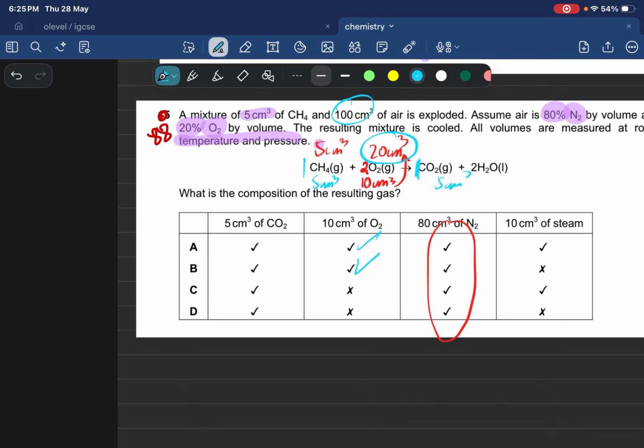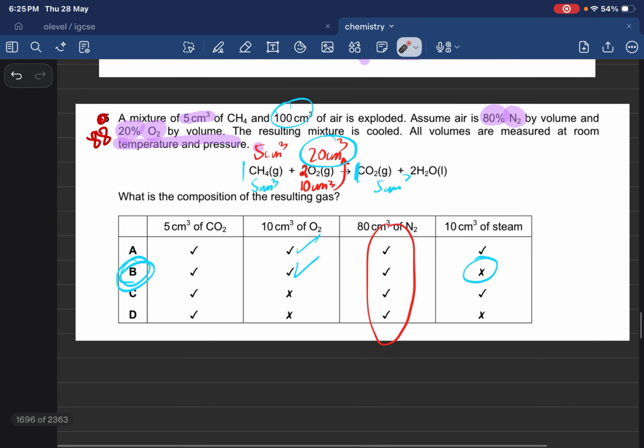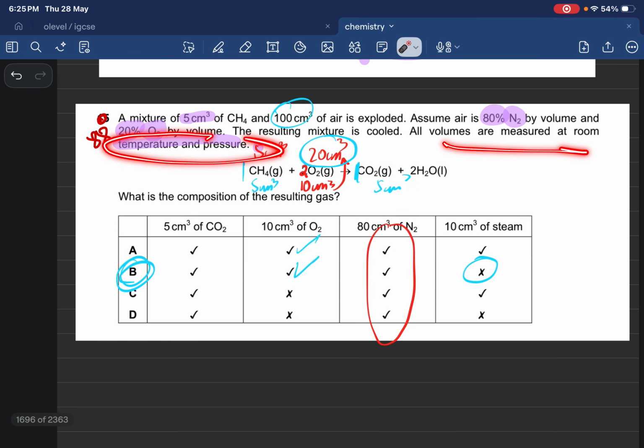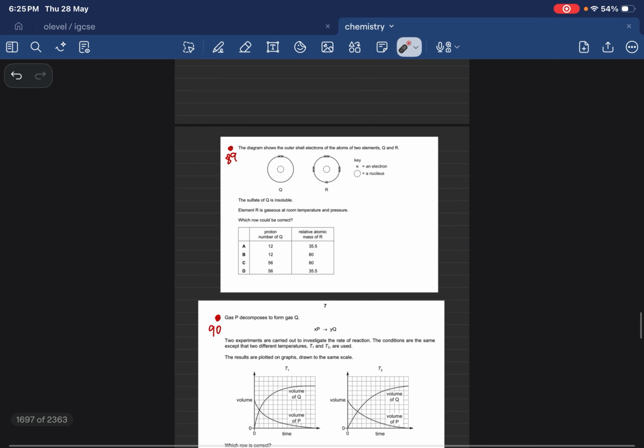10 cm³ of steam, no. You know why you're not going to form steam? I told you all volumes are measured at room temperature and pressure. Room temperature and pressure means that steam is not going to be produced. You're going to form liquid water, because at room temperature water is a liquid. So it's option number B again.